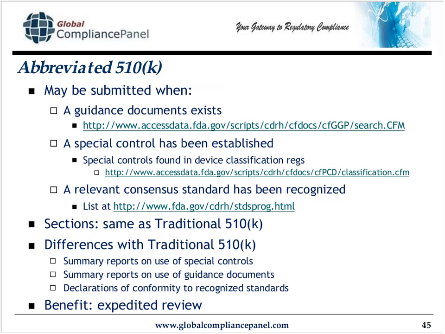An abbreviated 510K can be used when a guidance document exists, and here are some guidance documents, or a special control has been established, or a relevant consensus standard has been recognized. While the benefit of the abbreviated 510K is an expedited review, it's a very unpopular way to submit a 510K. The agency is not that proactive in establishing consensus standards, special controls, and guidance documents. I recommend that you use one of the other 510Ks.